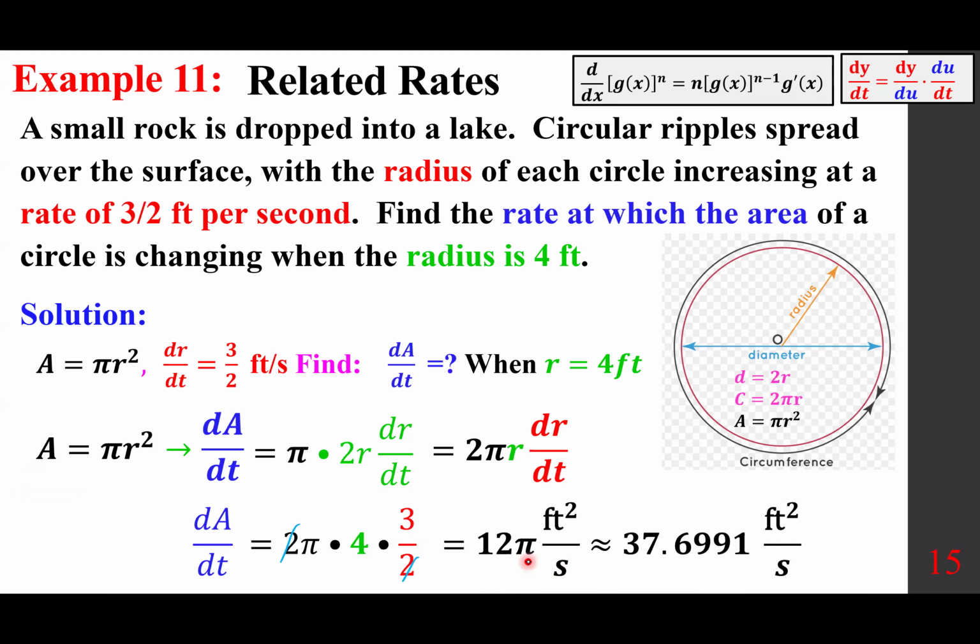Always, always write the exact answer. Then if they ask for an approximation, you use as many digits as they ask you. In this case, it's 37.6991 square feet per second.